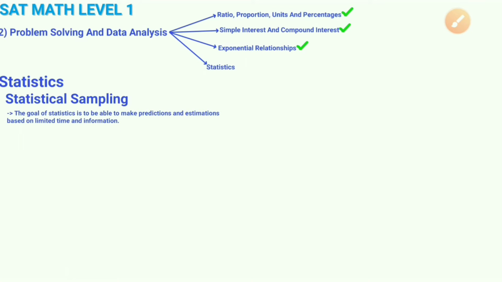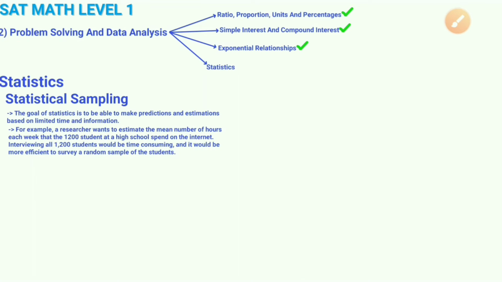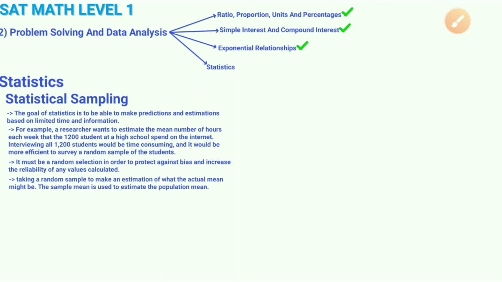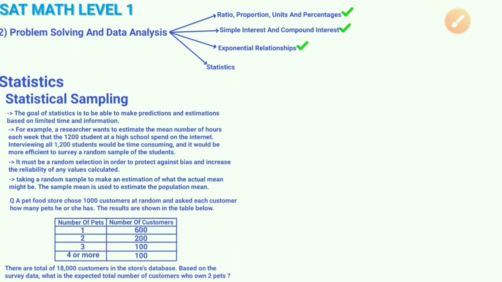Statistical sampling. The goal of statistics is to be able to make predictions and estimations based on limited time and information. For example, a researcher wants to estimate the mean number of hours each week that the 1200 students at a high school spend on the internet. Interviewing all 1200 students would be time consuming, so it would be more efficient to survey a random sample of the students. It must be a random selection in order to protect against bias and increase the reliability of any values calculated. Taking a random sample to make an estimation of what the actual mean might be, the sample mean is used to estimate the population mean.